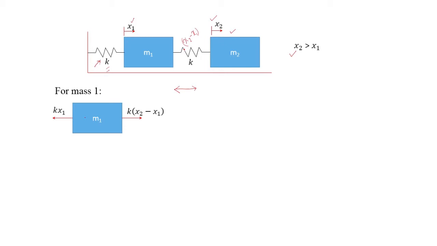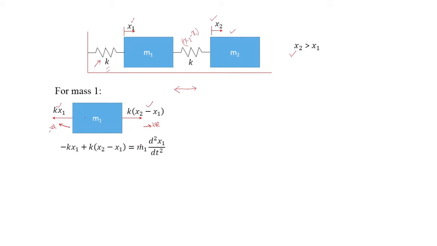Now we will apply Newton's second law of motion, that is F net is equal to ma, and we will consider this particular direction as positive and the opposite direction as negative. So we will have minus k into x1, that is this particular force, plus k into x2 minus x1, which is this particular force, which is equal to m into a. Now the mass is m1, so we'll have m1 here, and a can be replaced by d square x1 by dt square.